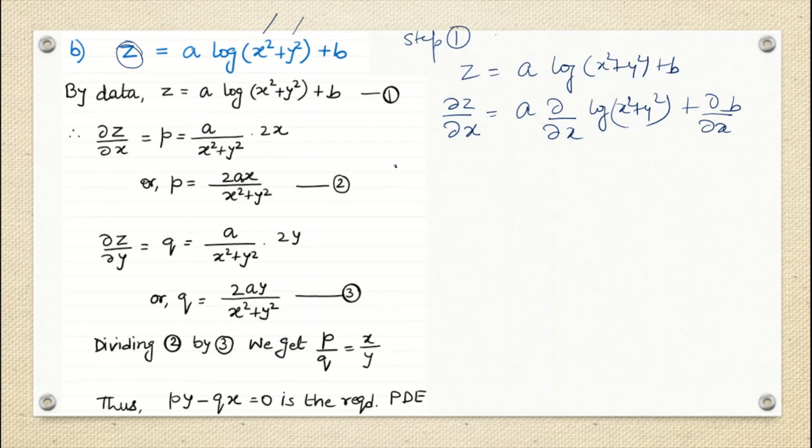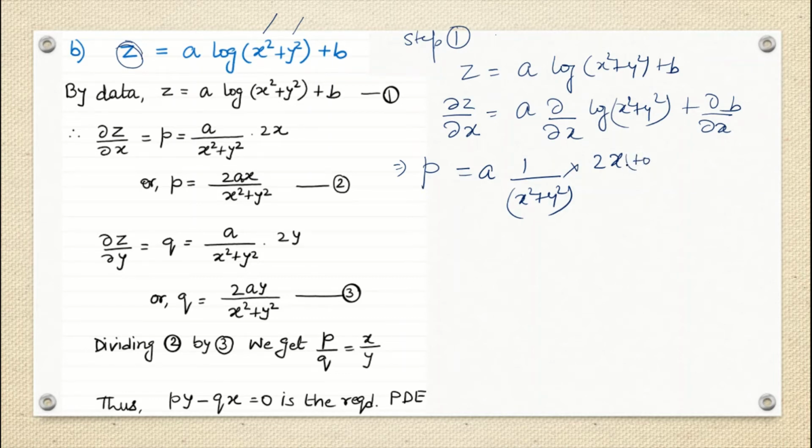Now del by del x of z is p, we remember this notation, and this is a constant. Del by del x of log something is what? If I'm finding out derivative, it gives me what? 1 by that thing which is present inside my log. So this is 1 by x square plus y square, and then this is your 2 into x, and then y square I'm going to treat as constant. So it will be just 0 only, correct? So I'm not writing down this part.